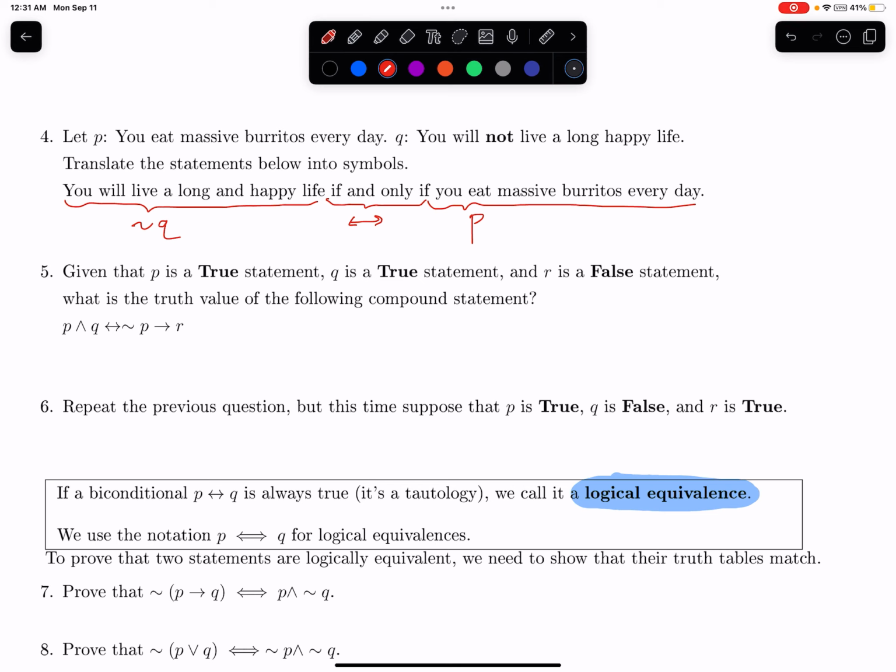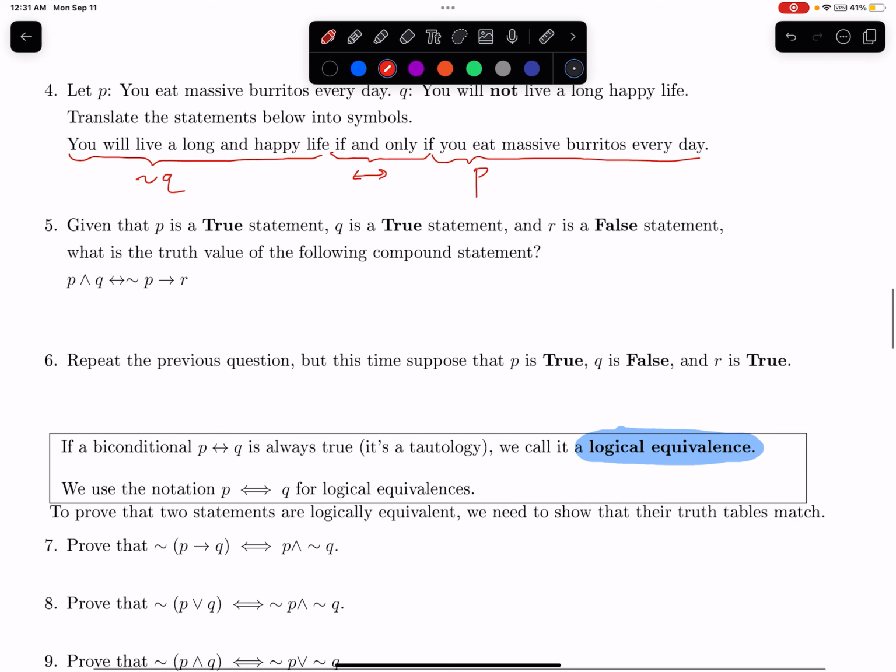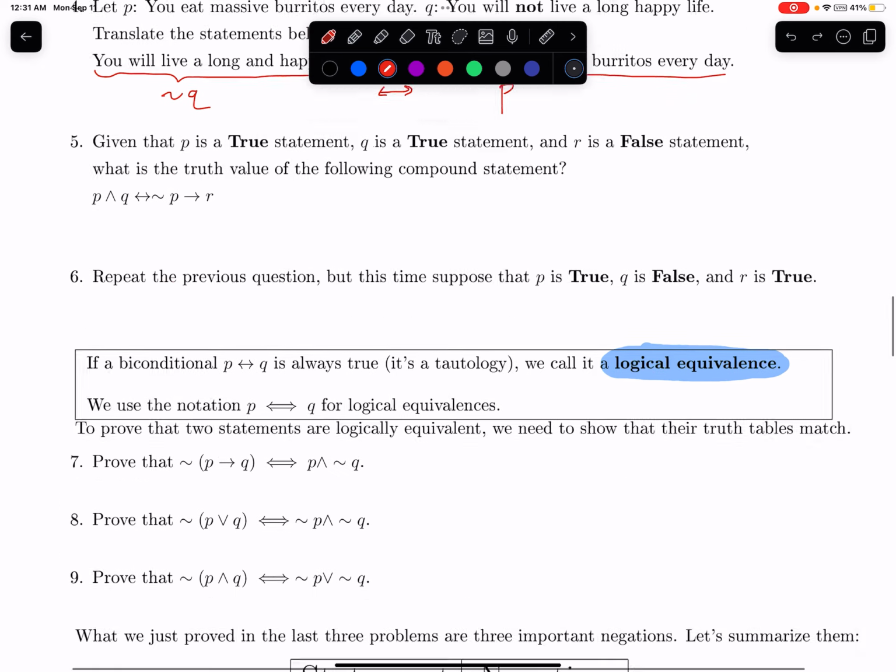Okay, number 5. Given that P is a true statement, Q is a true statement, and R is a false statement, what's the truth value of the following compound statement? All right, so this is a type of question that you should be comfortable with because that's the kind of thing we're going to see a bunch. And for sure, you're going to see something like that on an exam.